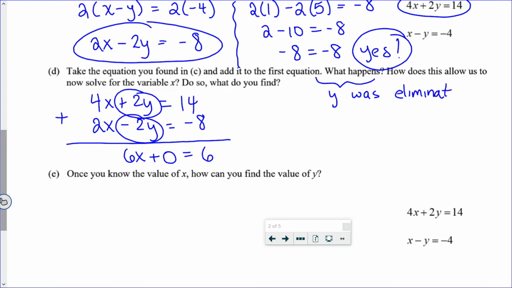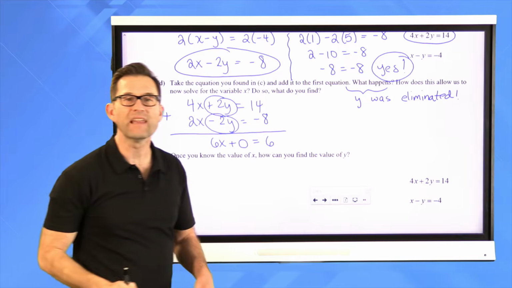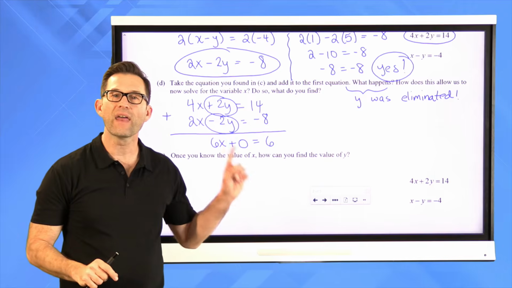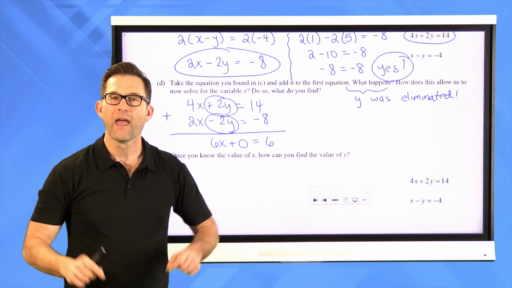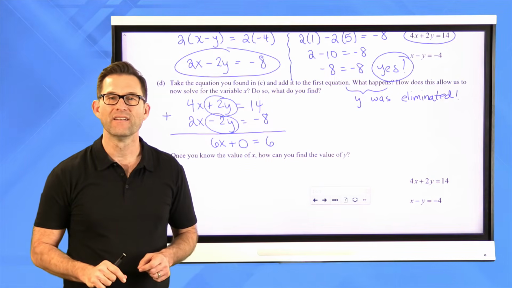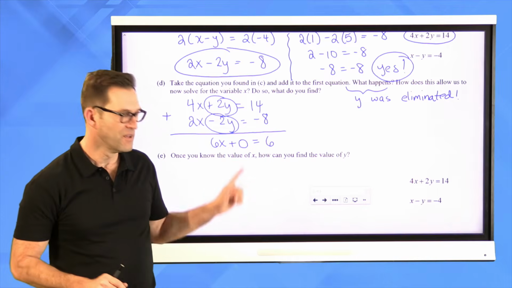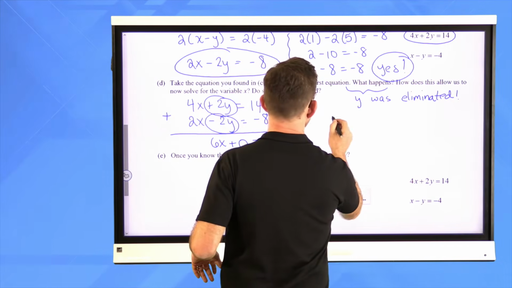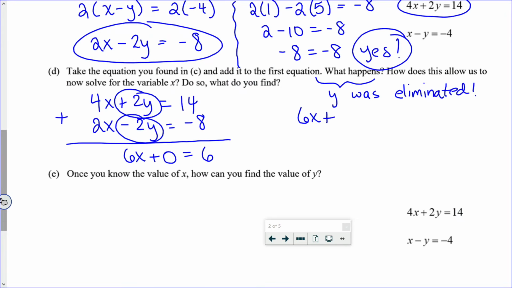Now, what's really awesome is that it leaves me with an equation that only has an x in it. And because it's only got an x in it, I can solve it for x. So let's do that. Let's solve it for x. 6x plus 0 is equal to 6. Well, 6x plus 0 is just 6x. I can now divide by 6 on both sides, and look at that. I get x equals 1.